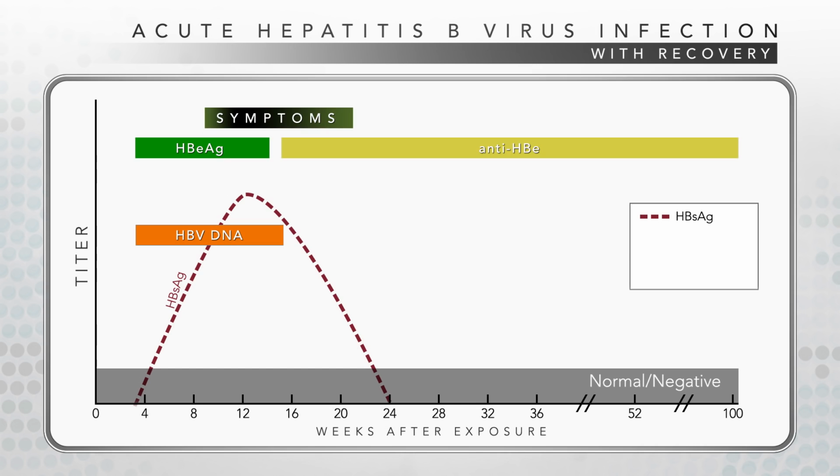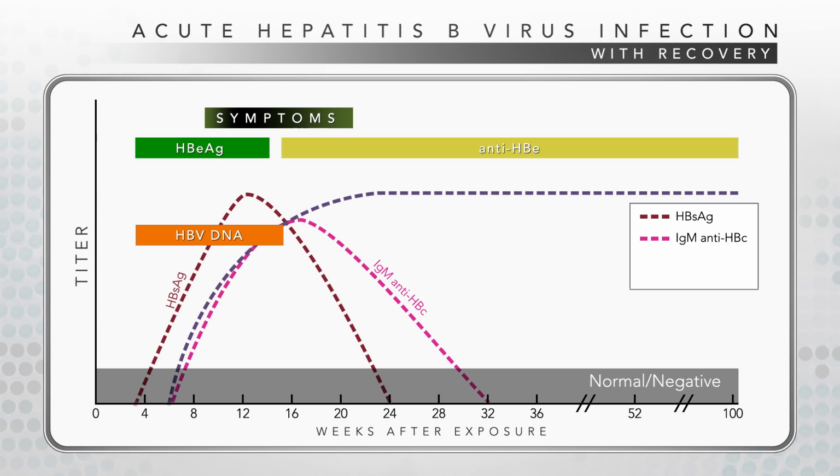A diagnosis of acute hepatitis B can be made on the basis of detection of IgM-class antibody to hepatitis B core antigen, IgM anti-HBc. This serologic marker is depicted by the pink hatch line. IgM anti-HBc is usually detectable at the onset of symptoms and becomes undetectable within 6 to 9 months.